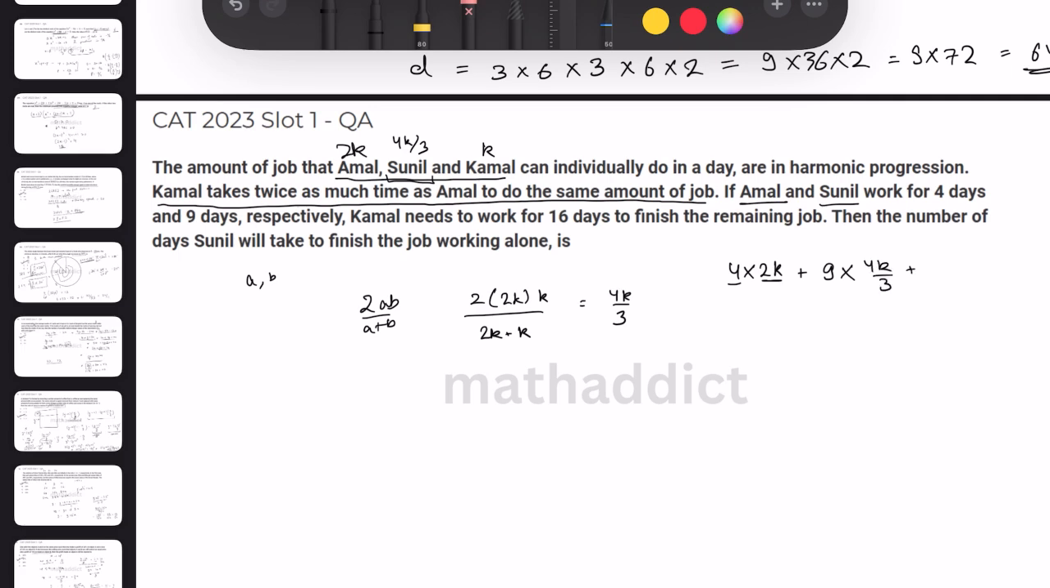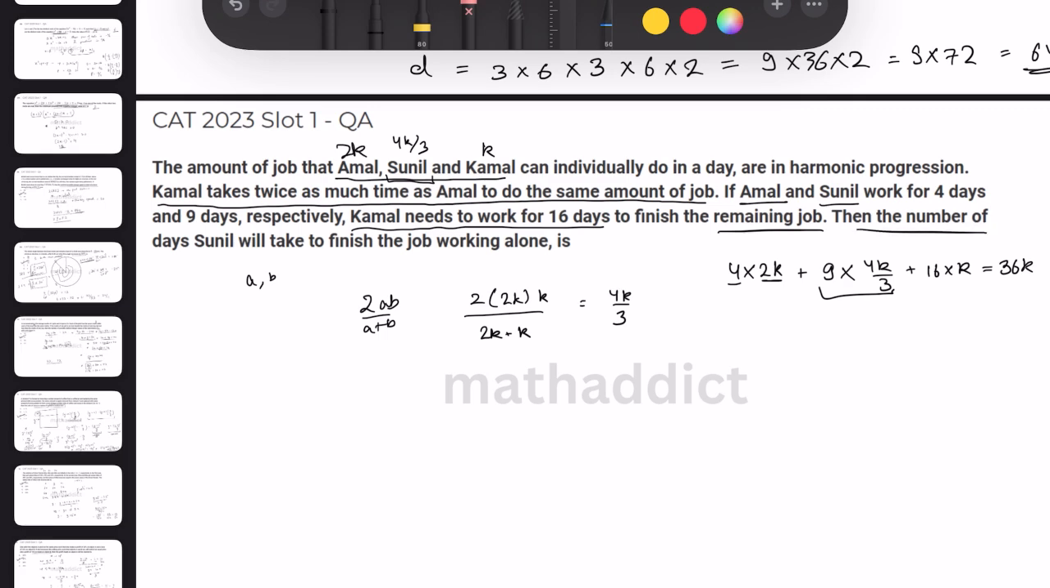Plus Kamal needs to work for 16 days. This is the total work that the job needs. So this becomes 8K plus 16K, that is 24K, plus 9 into 4K by 3 is 12K. So this is 36K. So the total work that job needs is 36K.